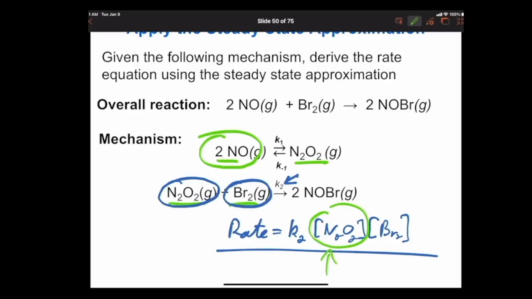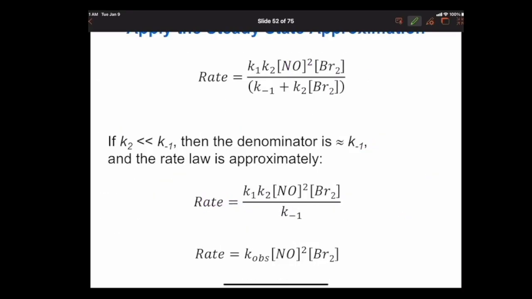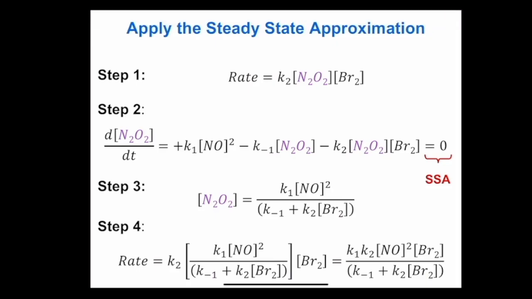All right, step 2. I write d[intermediate]/dt. How is it formed? In the first step, N2O2 is formed from NO reacting together according to a second order rate constant, K1 times NO squared. It is used up according to 2 steps. The reverse reaction, minus K minus 1, only involves the N2O2, and it is used up according to the product, minus K2 times N2O2 and bromine.